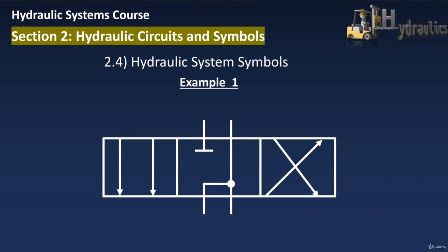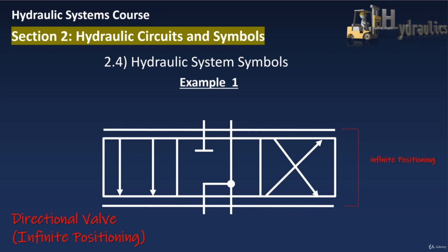Let's now see another example of how we can read a valve symbol. Let's see this simple one. This is a directional valve with infinite positioning. How do I know it is infinite positioning? I will find two parallel lines next to the valve symbol. Infinite positioning means that the valve can operate in any position.